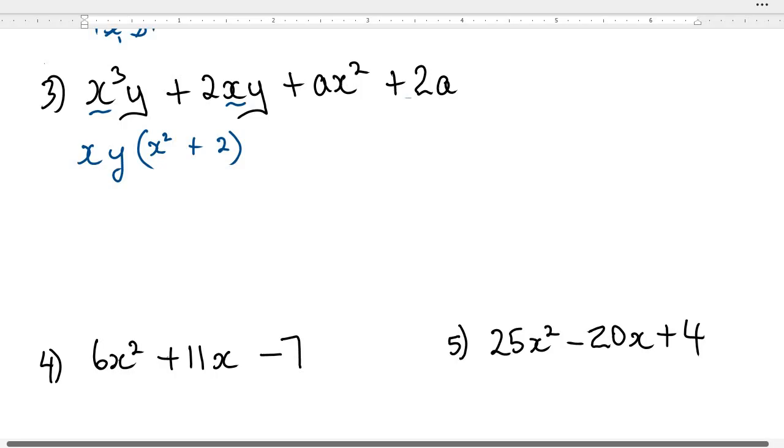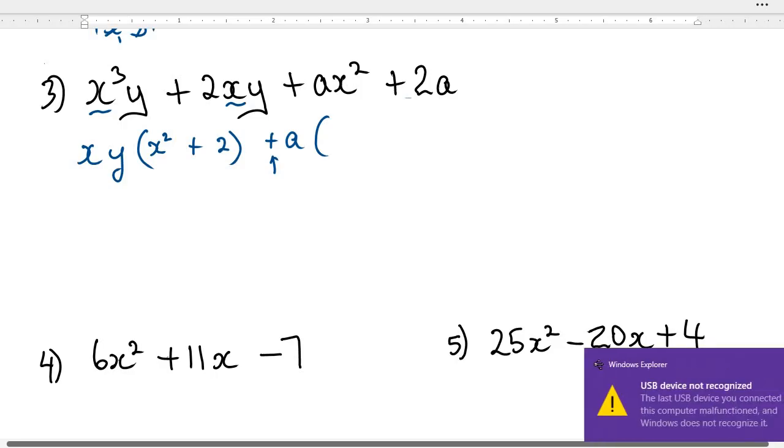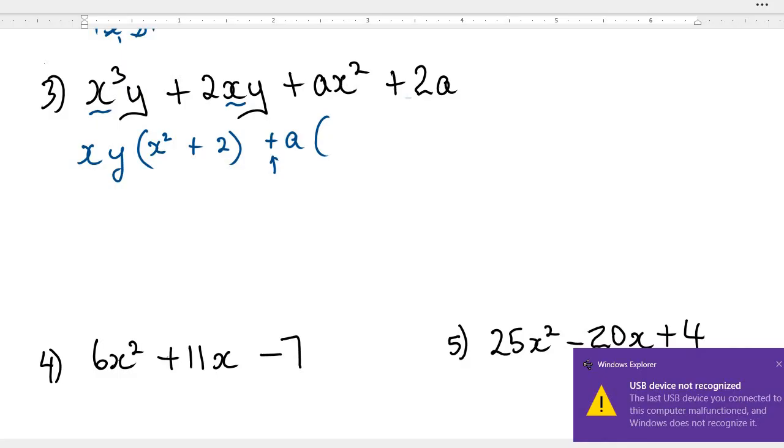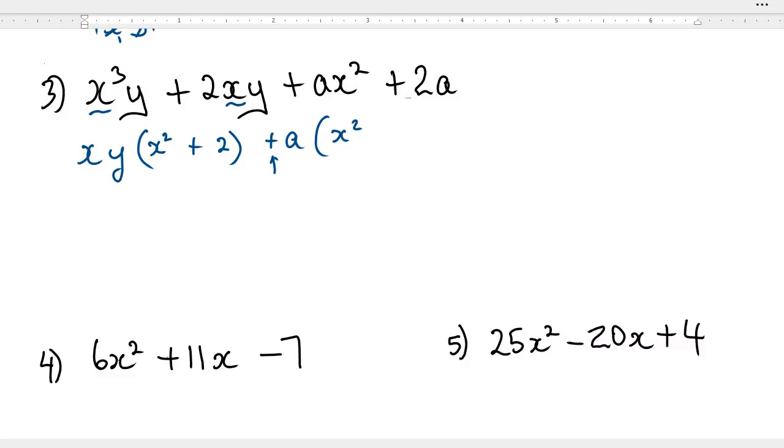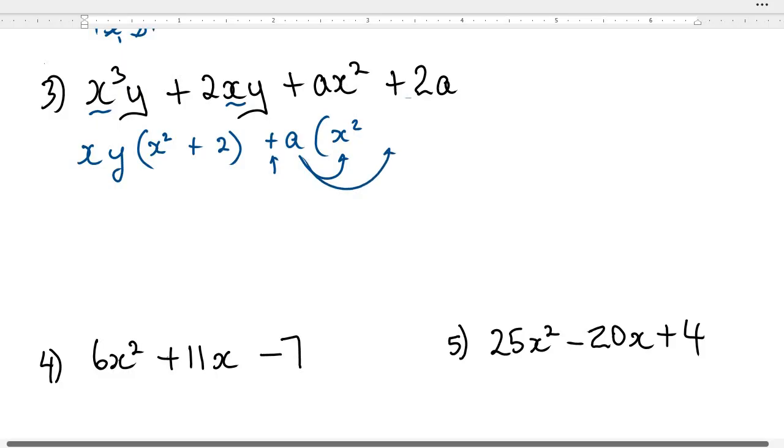Now, if you look at the last 2, a is common. It's all positive, by the way, so it should be easy to realize it's a positive that will go here. In some cases, it might be minus, so you have to always check. Once you pull out the a, what are we going to be left with? We're going to be left with x squared. So it's a times x squared is ax squared, and a times 2 will be 2a.